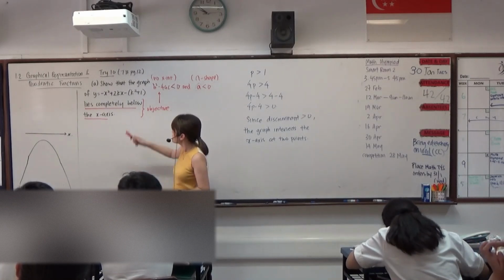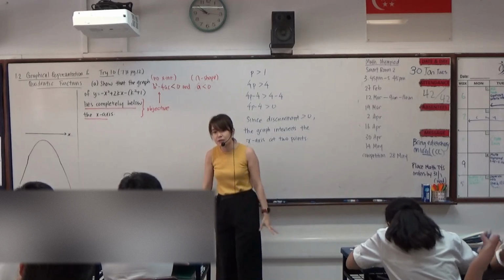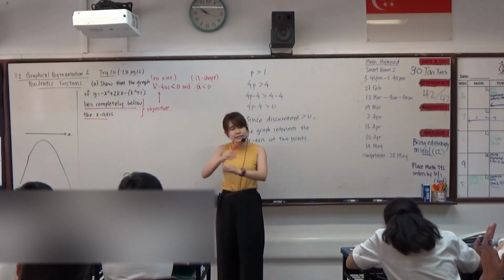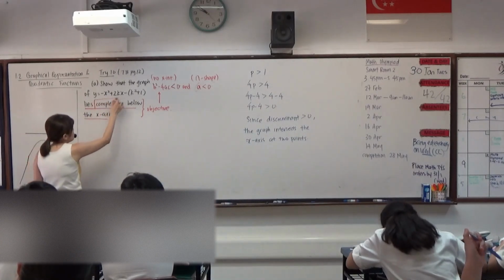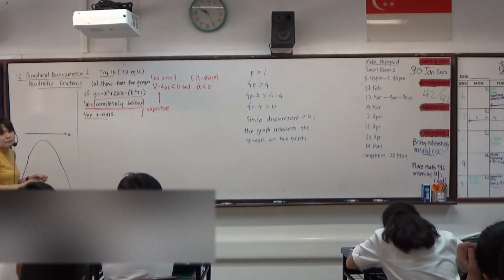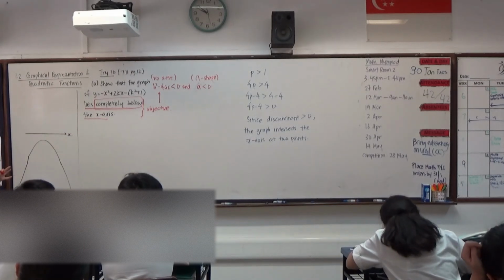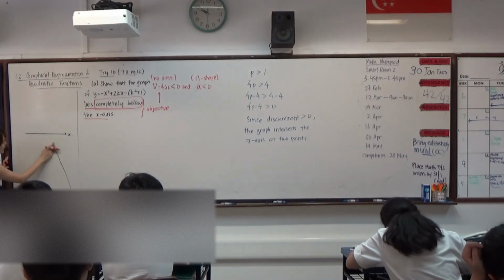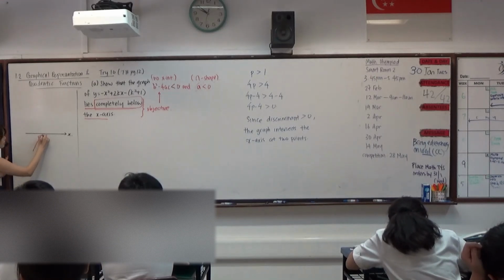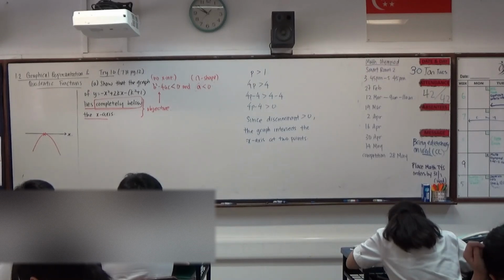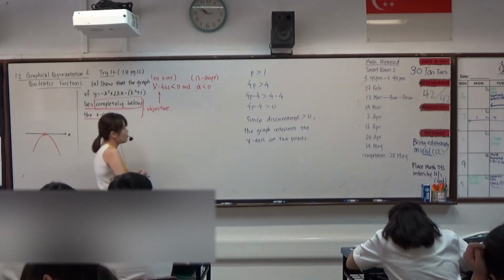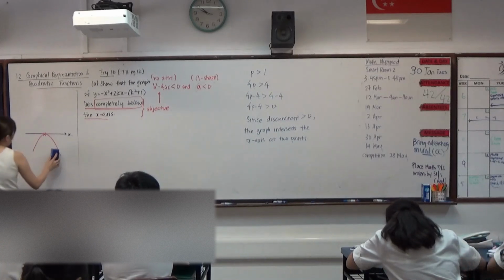Why can't that be? Because the understanding of completely below means never touch. That's the meaning of being completely below. Completely below means that there should not be any x-intercept. If you say that there's only one x-intercept, at this particular point here, is it completely below the x-axis? No, right? It is on the x-axis. So that's why you cannot say one x-intercept means that it's completely below.